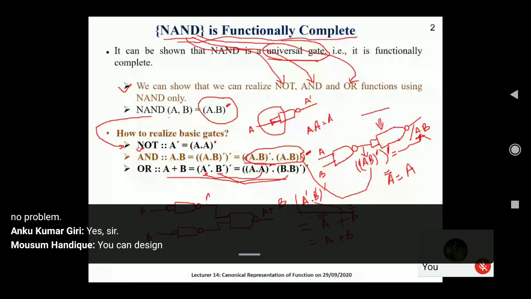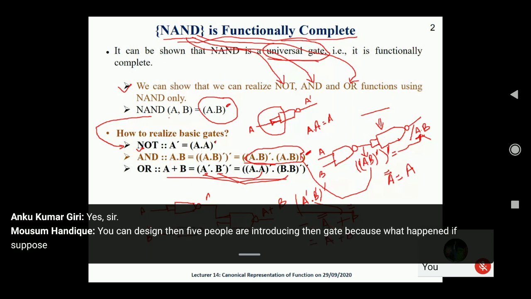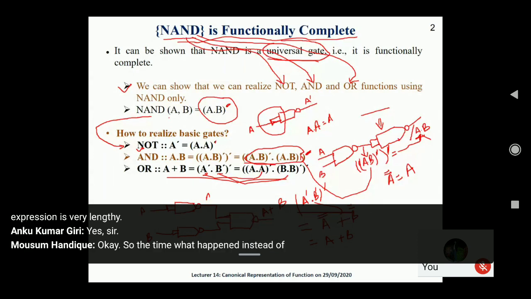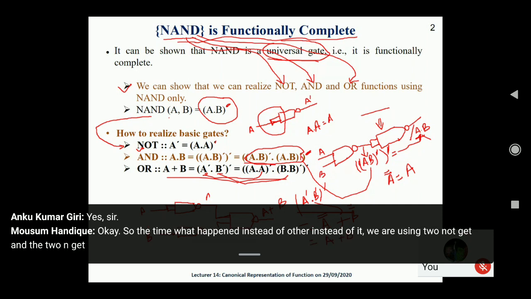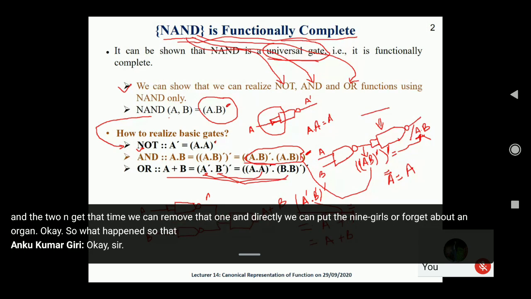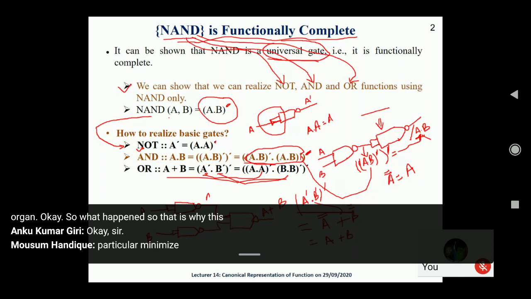Then why are people introducing the NAND gate and NOR gate? Because if we are using the AND gate, many AND gates are used, and your expression is very lengthy. Instead of using two NOT gates and two AND gates, we can remove those and directly put in the NAND gate or the NOR gate. So that is why this particular minimized Boolean expression is required.